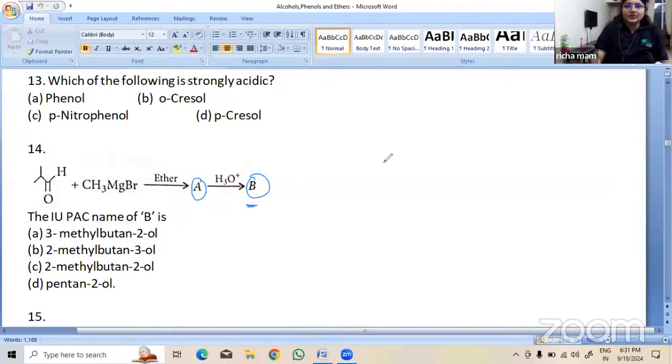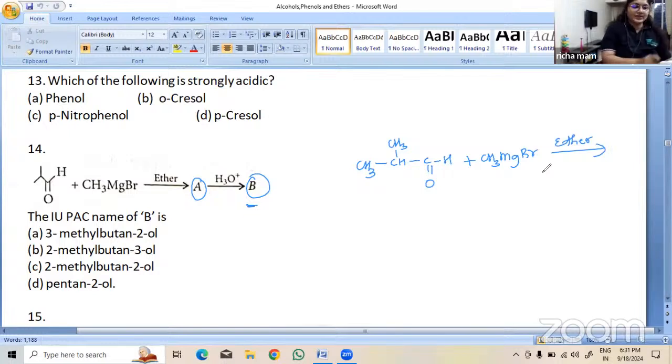So this is a compound. Let me write the reaction. CH3, C double bond O, H, plus CH3MgBr in the presence of ether will give you compound A. This compound A will further undergo hydrolysis to give you compound B. What will be the reaction? What is the compound name?